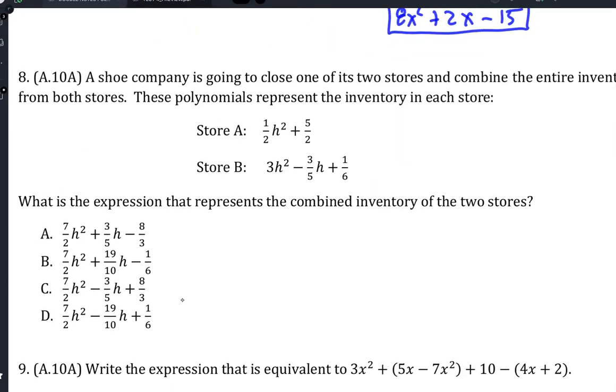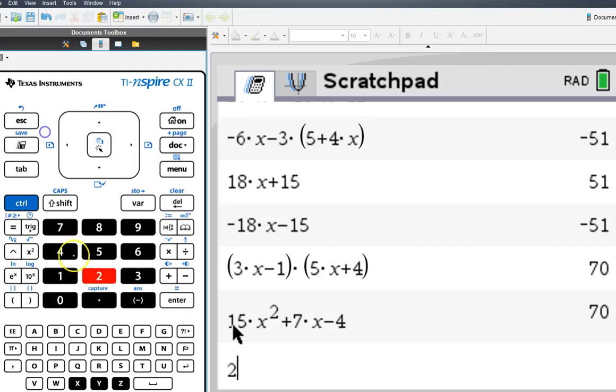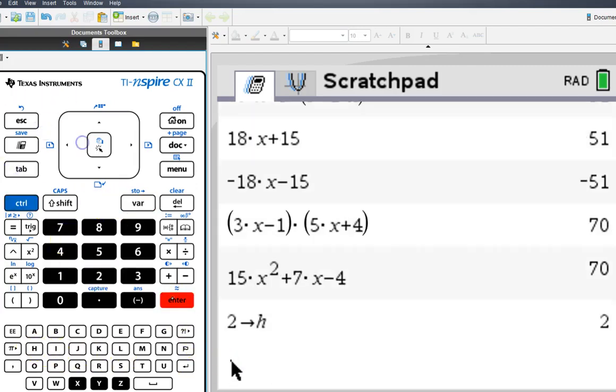Number 9 is a tricky one, okay? We want the combined inventory, so we're going to add this to this. We're going to store 2 for h. So let's go to our calculator. And this is going to be tedious to type in, but we can do this, okay? So we're going to store 2 for h. So I'm going to hit 2, control variable h. So I have my 2 as h now.